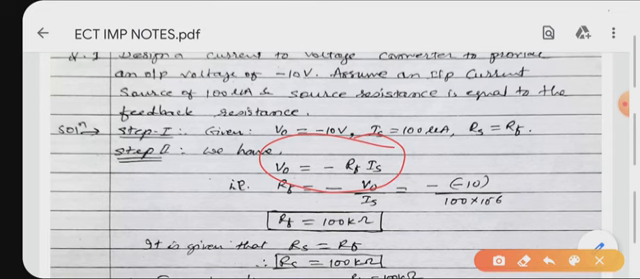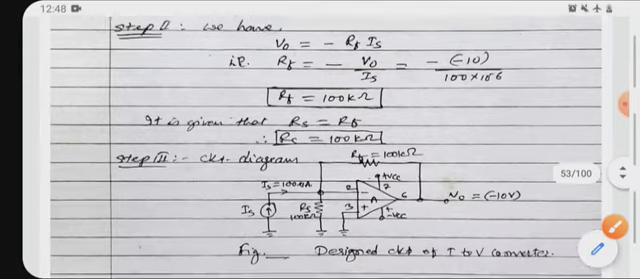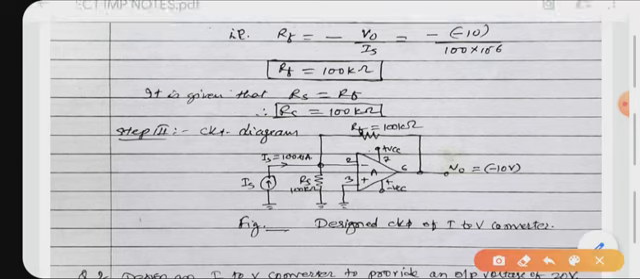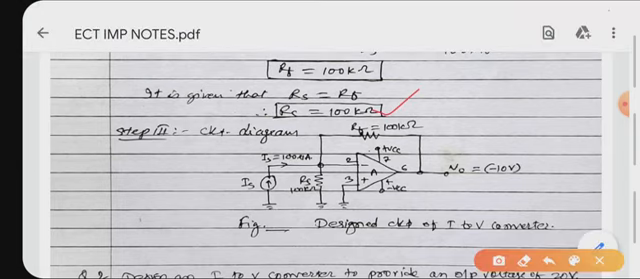So RF is equal to minus VO by IS. Minus VO is given as minus 10 and IS is equal to 100 microampere. So you will get the value of RF as 100 kilo ohm. Now it is given in the problem RS is equal to RF, therefore RS is also the same value, 100 kilo ohm. Last step, draw the circuit diagram with all component values, RS, RF.